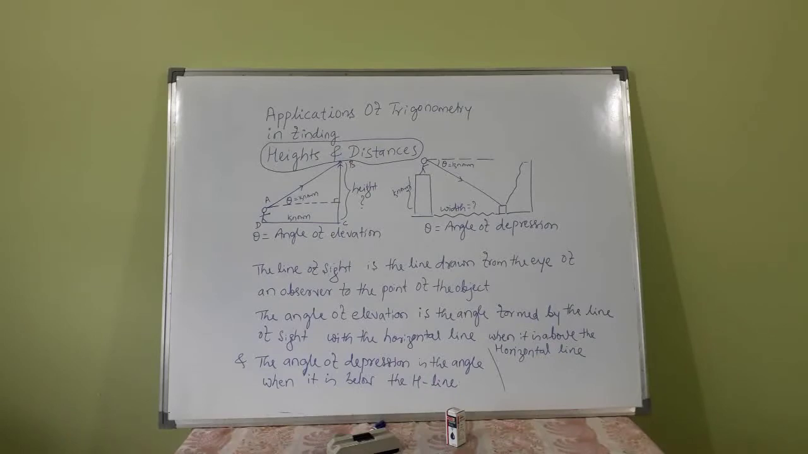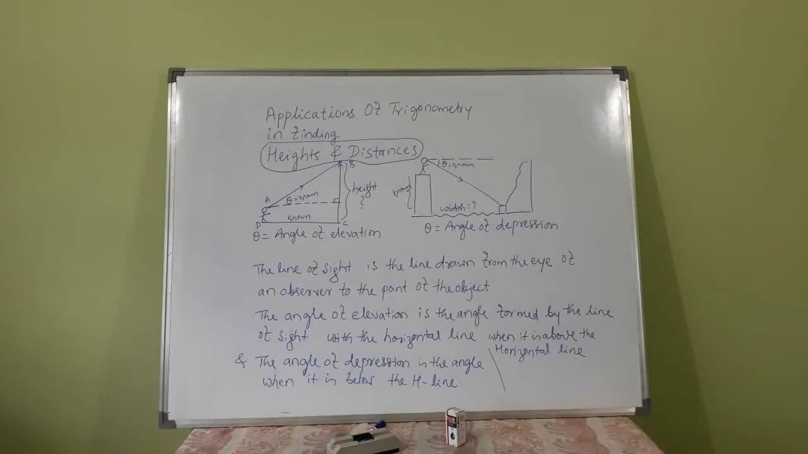Here you have to learn three terms. You have to know the three terms. One is the line of sight: the line drawn from the eye of an observer to the point in the object viewed by the observer. Line of sight, one term.